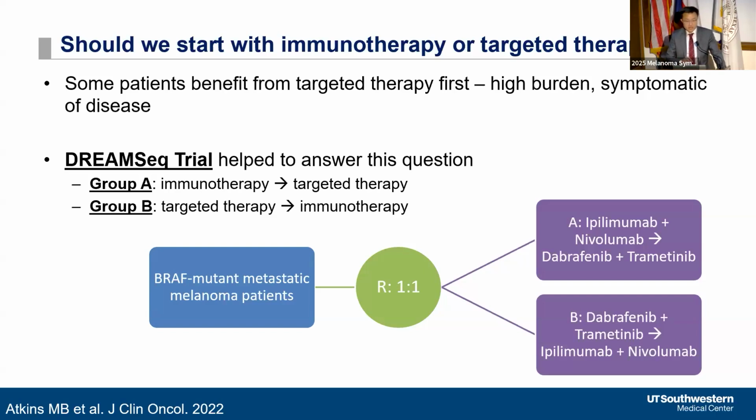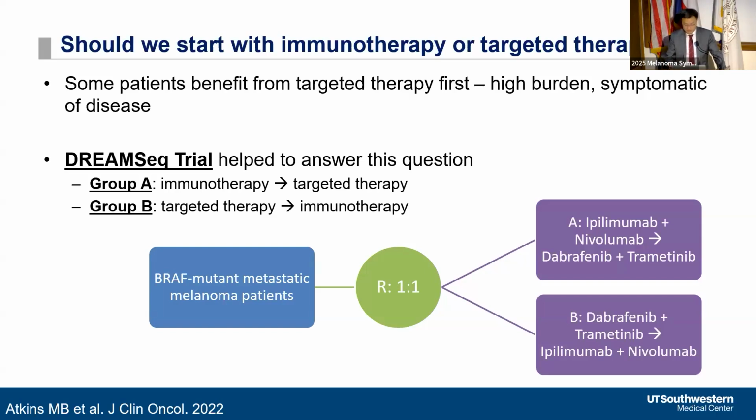They were randomized, meaning a coin was flipped, and one group, I'll call group A, got immunotherapy first. In this case, it was a combination of two drugs, ipilimumab and nivolumab. They continued that until they had progression, and at the point of progression, they were switched to the targeted therapy, BRAF and MEK. In group B, they received the opposite sequence. They were started on dabrafenib and trametinib first, and at the sign of progression, they were switched to the combination immunotherapy.